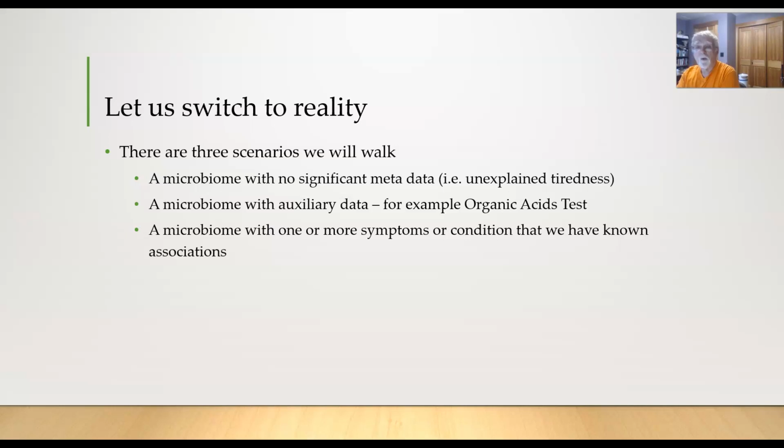Or a microbiome has one or more symptoms or conditions which has known association. And we have a very large number of conditions with associations. Simplest is, of course, things like Crohn's disease, irritable bowel syndrome, but it also finds it for Parkinson's, for MS, for pretty much every single medical condition that has been studied. There are distinctive microbiome shifts, and our assumption is that the microbiome shifts contribute to the symptoms of the condition.